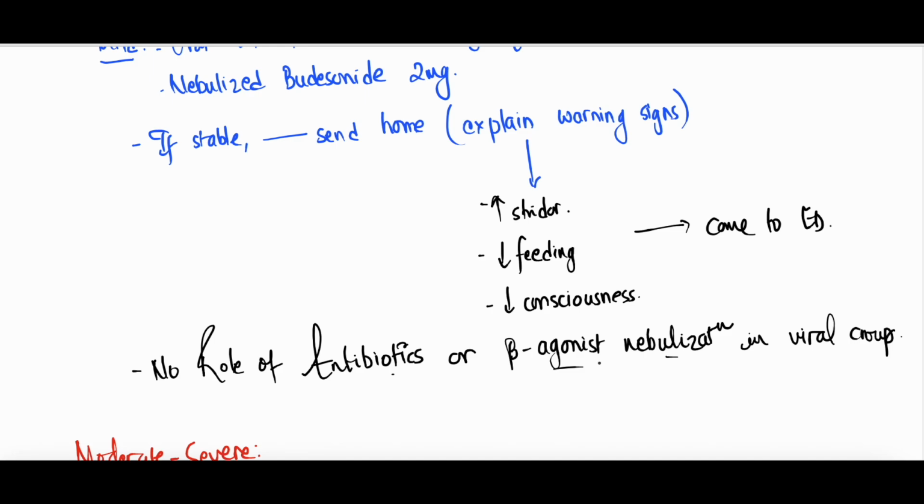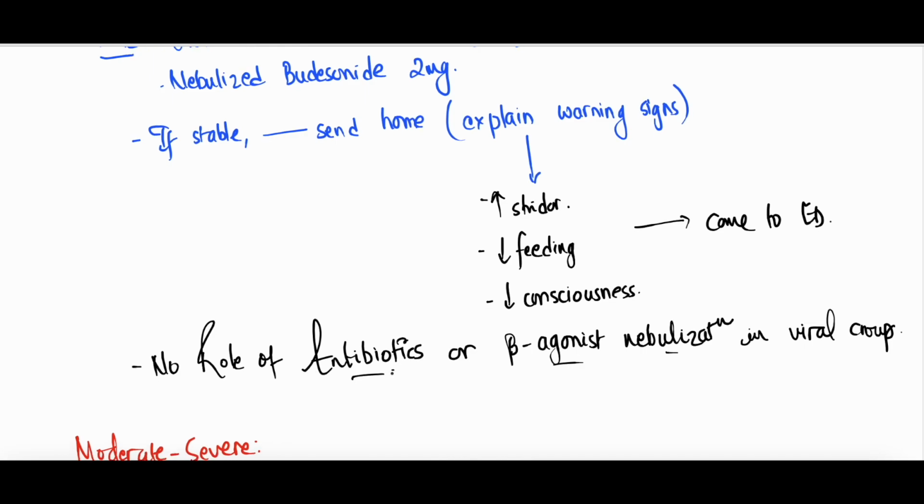Salbutamol works through beta receptors. Beta receptors are present in the smooth muscles of the bronchioles. It's not the place where there is intense inflammation. So there is no role of beta agonist nebulization in viral croup, because the problem is at the level of the larynx where there's intense inflammation. And as it is a viral infection, there's no role of antibiotics.